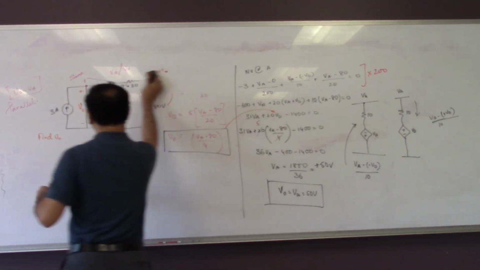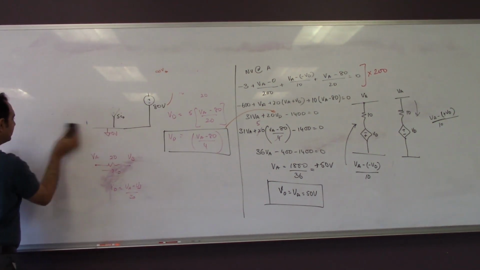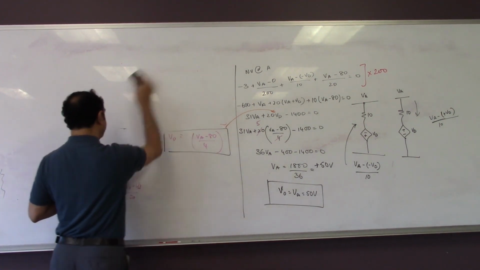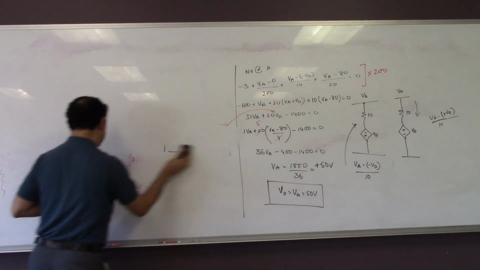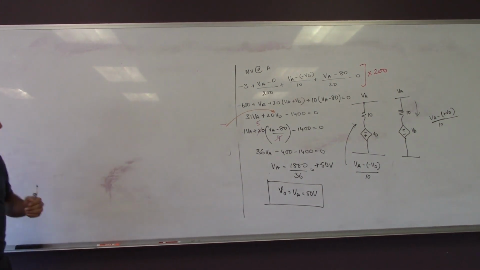Okay, so with this approach, here you had a single node, one equation, you could solve everything. Let's take a slightly more involved question where we have two of these dependent sources, and we try to resolve that to get an answer.